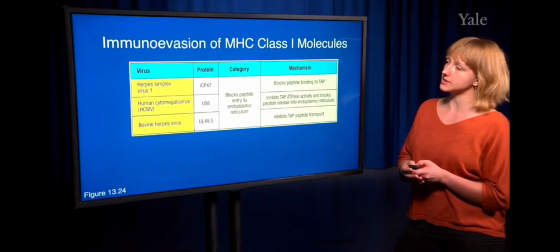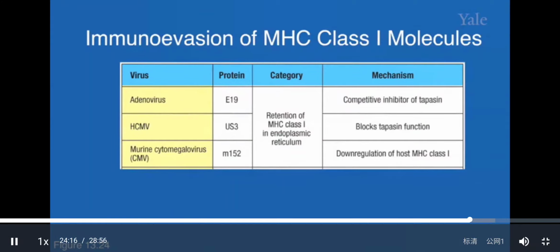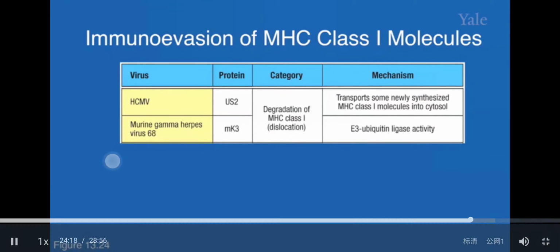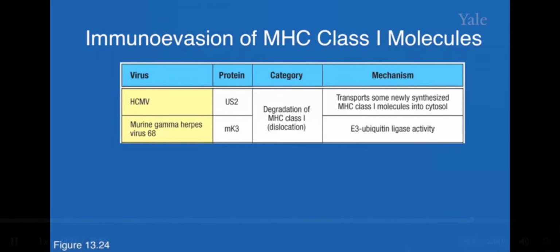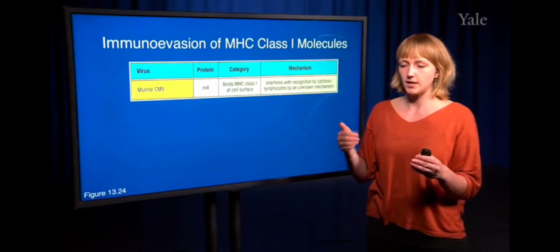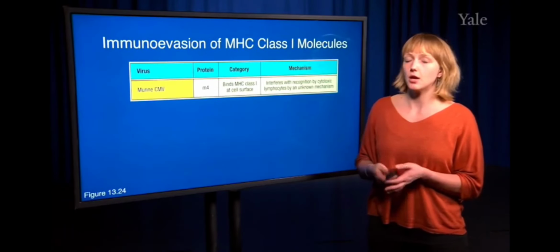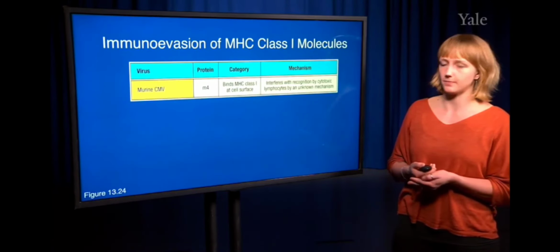These viruses here will actually keep MHC class 1 in the ER and prevent it from going to the surface. And these viruses here will actually lead to the degradation of MHC class 1 molecules in infected cells by various mechanisms. And there are viruses that'll also bind MHC class 1 at the cell surface, so they'll bind to it and then prevent CD8 cells from recognizing it. It's not exactly known how this happens or why it works, but it is also a different example of immunoevasion.